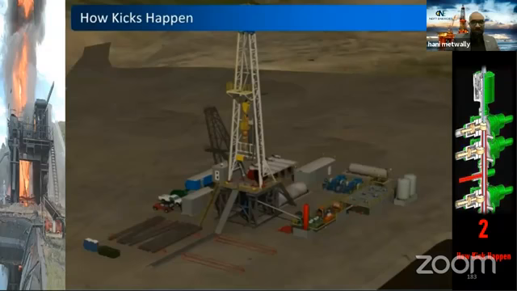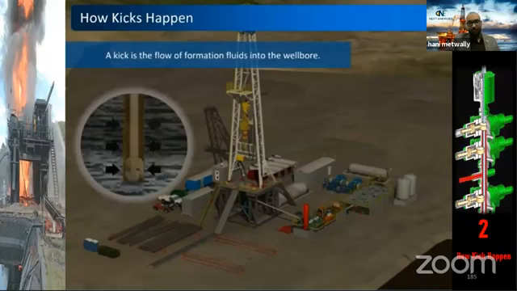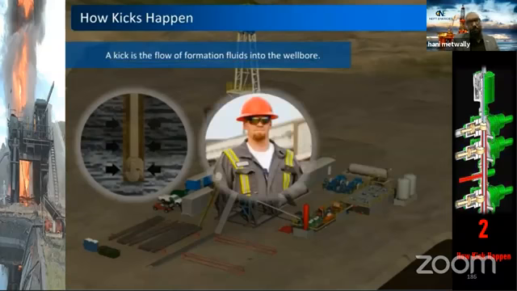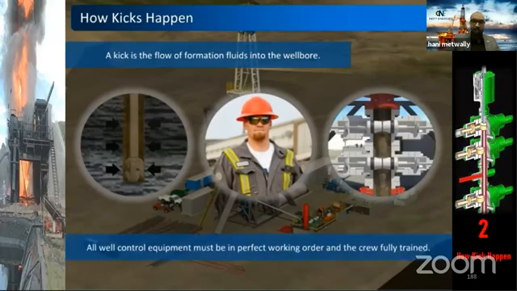So, how do kicks happen? We consider the kick is the flow from the formation into the wellbore. So, we have a flow, we need to take action. Our action will depend on the performance of our crew and also the equipment on location. So, all well-control equipment must be in perfect working order and the crew fully trained.